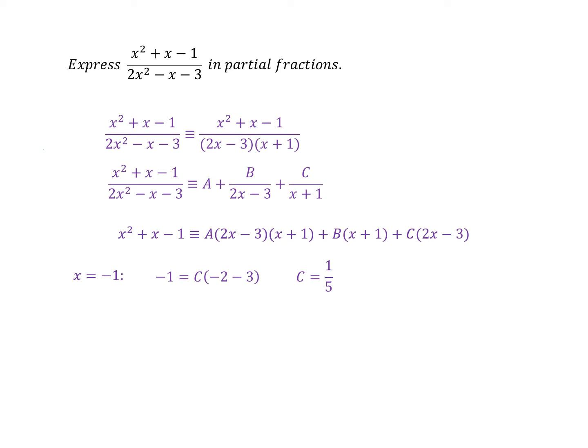I substitute another value of x in now. x equals 3 over 2 seems like a sensible choice because that means that these two brackets become 0. And when I put 3 over 2 into this and this, I'm left with 11 over 4 equals 5 over 2b, from which b equals 11 over 10.